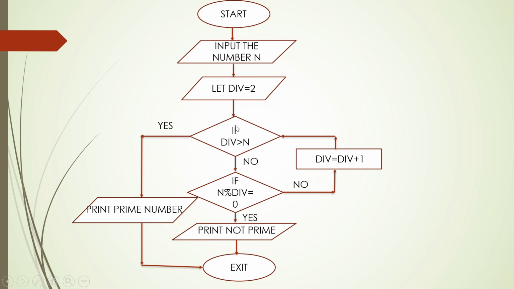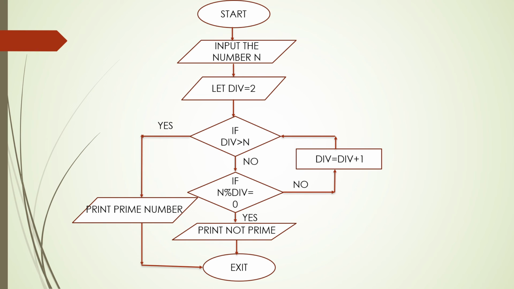Now we will see that is 2% div. Like how we will check that it is divisible or not? We will check the remainder. If it is 0 then it is divisible, and if it is not 0 then it is not divisible. And to check if it is prime or not, we have to see that if it comes out to be 0 that means it is divisible.